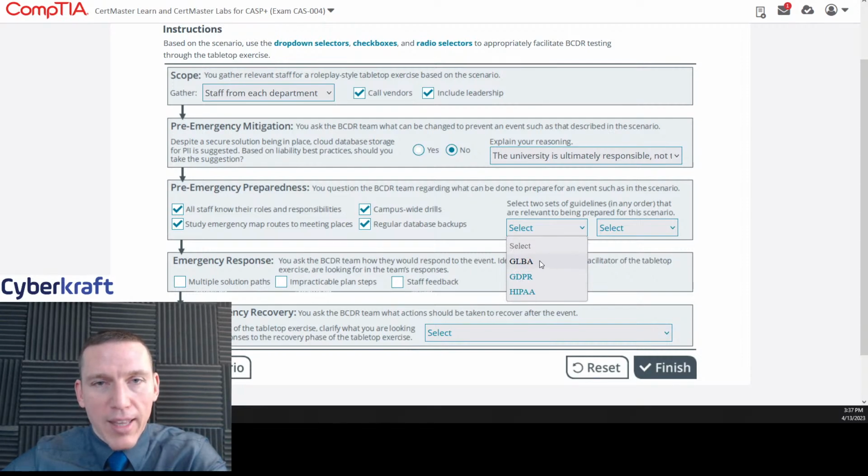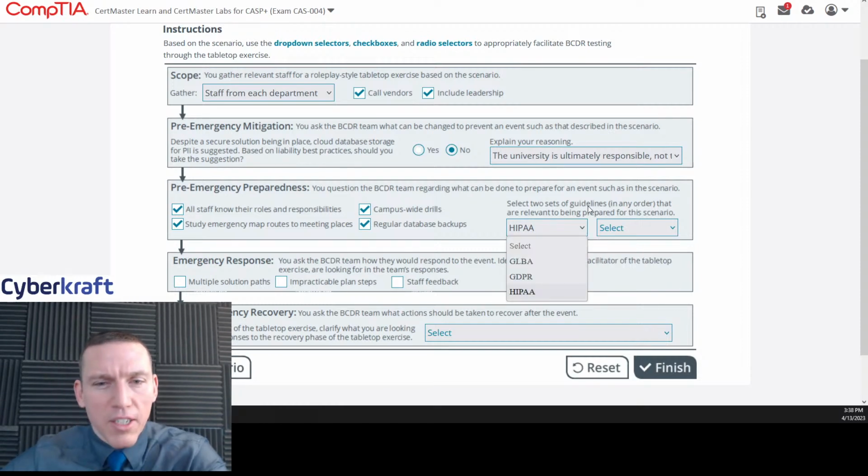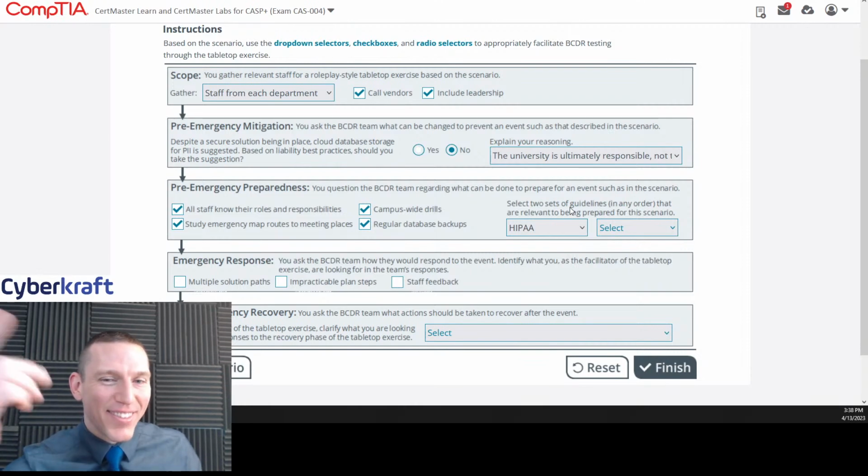Okay, well, Graham Leach Bliley, that deals with financial information, has nothing to do with this. GDPR, possibly due to PII. It doesn't say where the university is. It's definitely HIPAA because it mentions health information. It's like HIPAA and GDPR. That should be the same. Am I crazy? It says select two sets of guidelines in any order that are relevant. Why would it say in any order if they're different? I mean, am I wrong here? Okay.